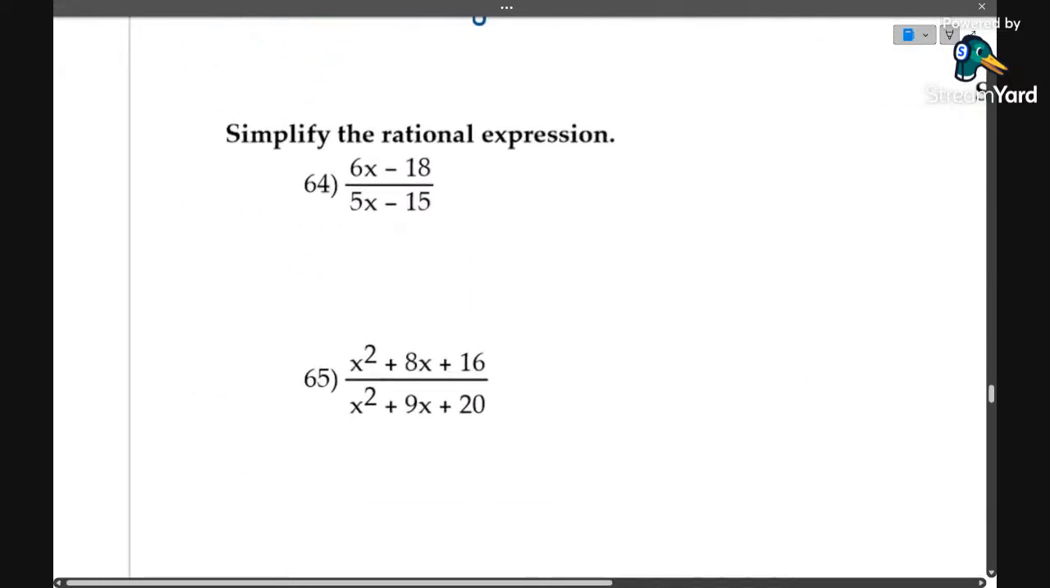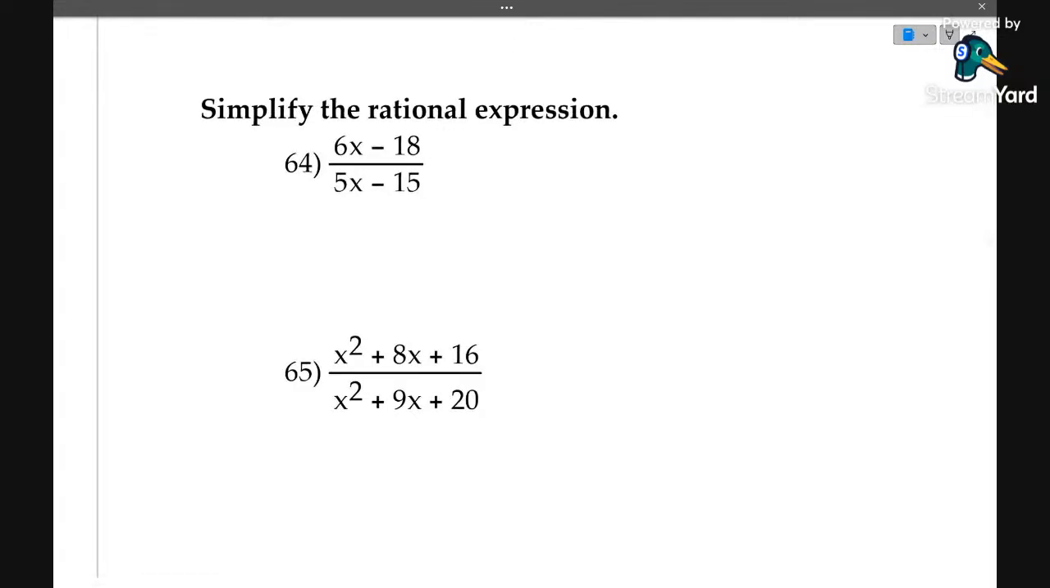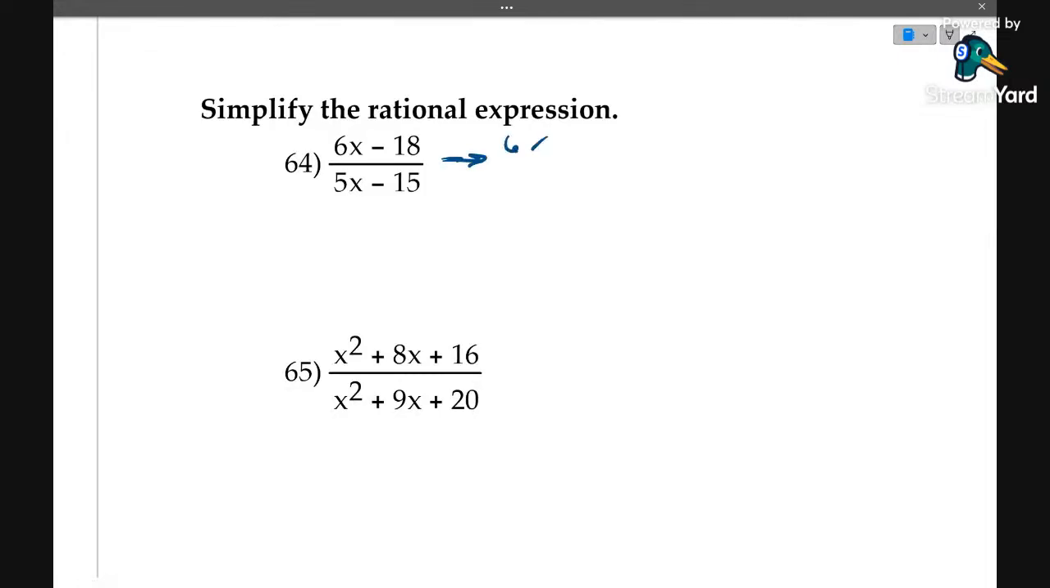Simplifying rational expressions, we're going to want to factor first and then see what common factors we have in the numerator and denominator. So always look for a GCF first. We've got a GCF of 6, leaving us with x minus 3. And in the denominator, we have a GCF of 5, x minus 3. Since both the numerator and the denominator have that common factor of x minus 3, we can eliminate that common factor, so it simplifies to 6/5.